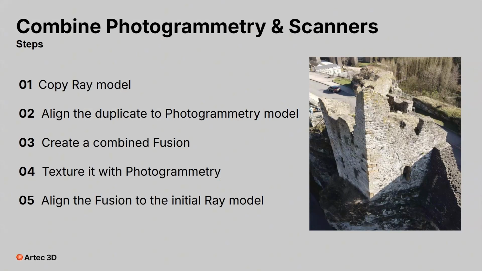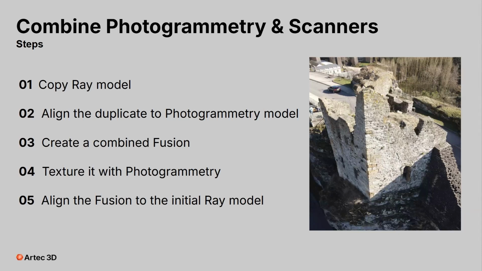First of all, we processed our Ray scans and we created the incomplete Ray model. Then we created a separate photogrammetry model from our drone. We've aligned the duplicate of our Ray model to the photogrammetry model with the allow scale option turned on in Artec Studio. This way, we've aligned them properly in the coordinate system and they had the exact same scale. We've created a combined fusion using those two meshes.